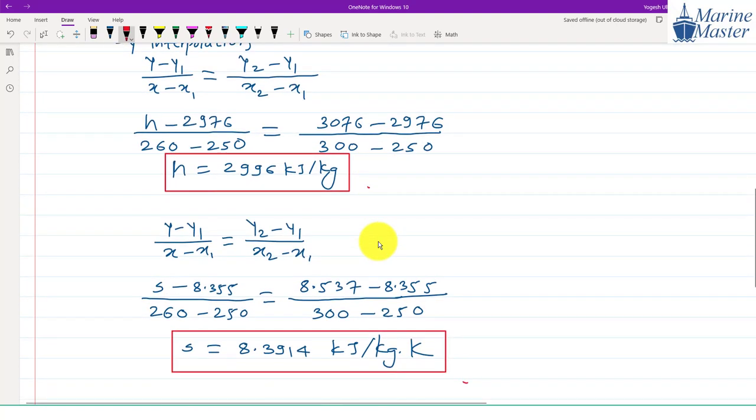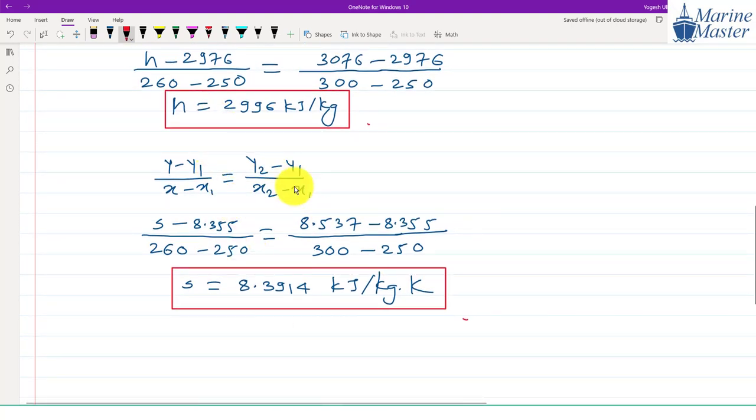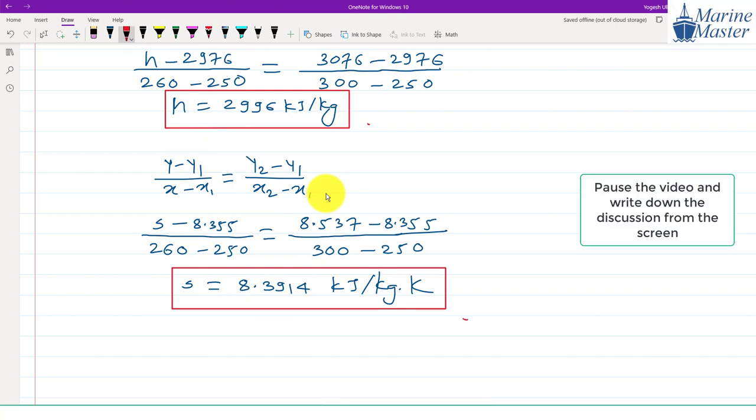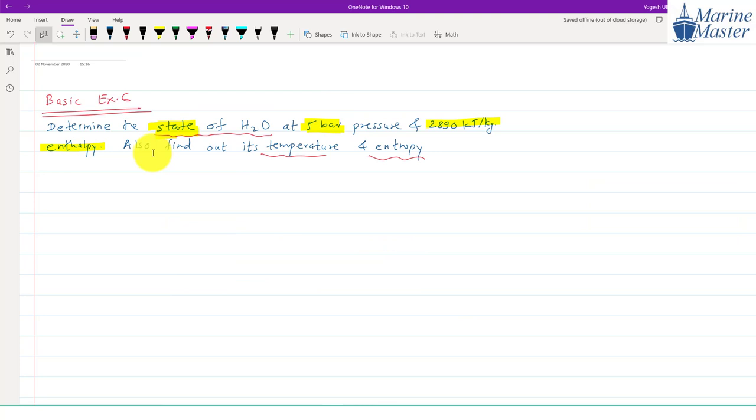Now after this, write down this discussion of the entropy. Now everyone, for the next heading, basic example C 6, try to write down this question, and after writing the question, please read it at least 2 times.